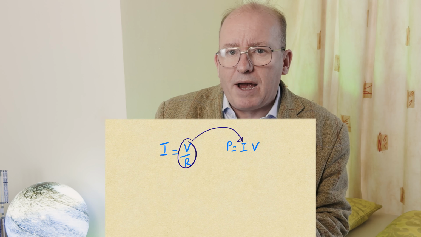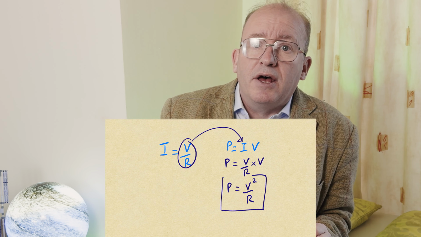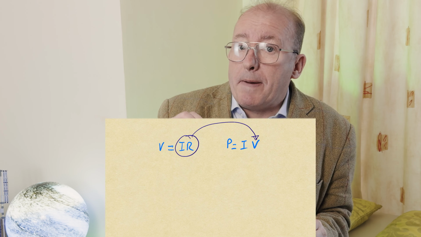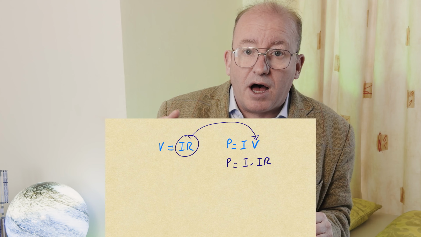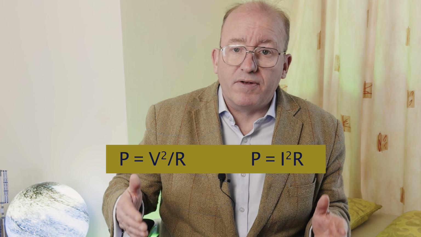If we combine the resistance equation with the power equation, we find we can get P equals V squared over R. Or we can get P is I squared R. Using those two equations can save you a bit of time rather than faffing around with two different equations. Hope you found that useful.